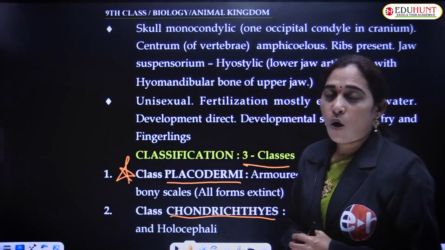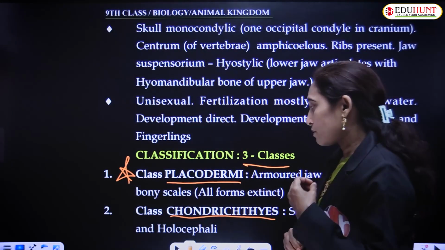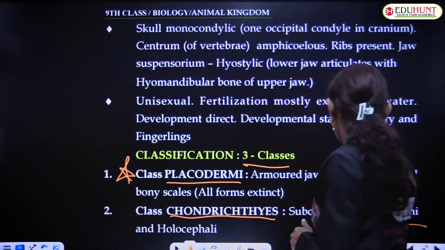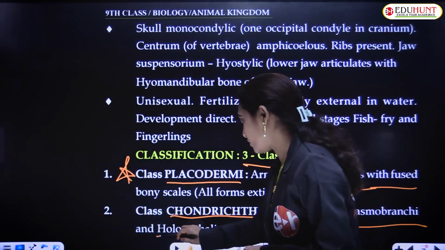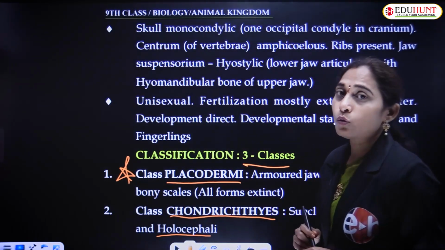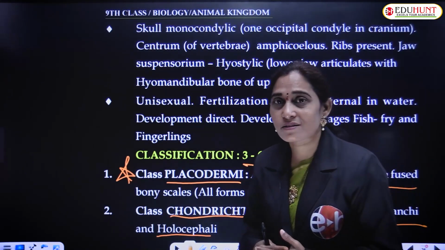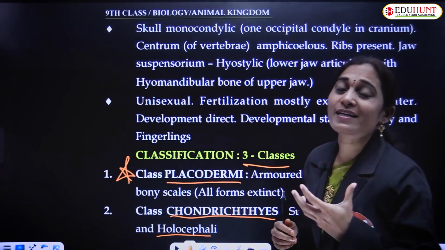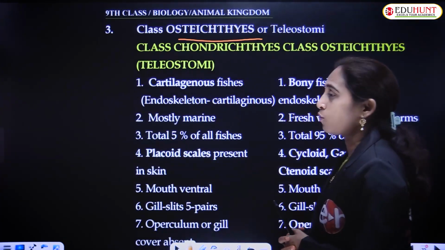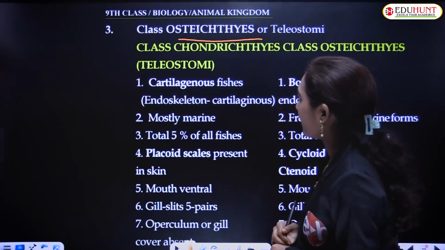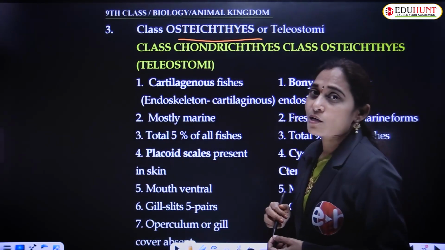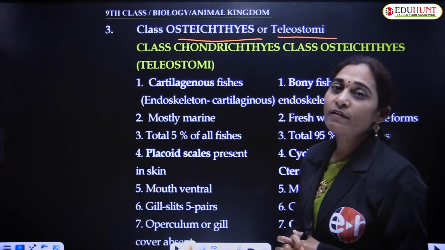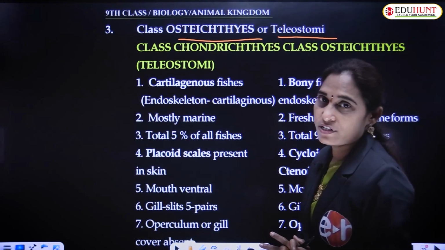The second class is Chondrichthyes. Elasmobranchii and Holocephali are the two subclasses of the class Chondrichthyes. Elasmobranch fishes are cartilaginous fishes with soft bones. The third class is Osteichthyes, also known as Teleostomi, where bony fishes were included.